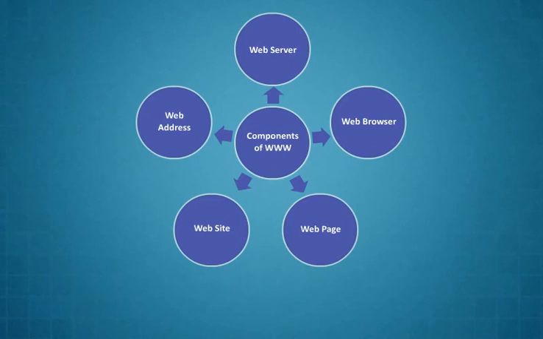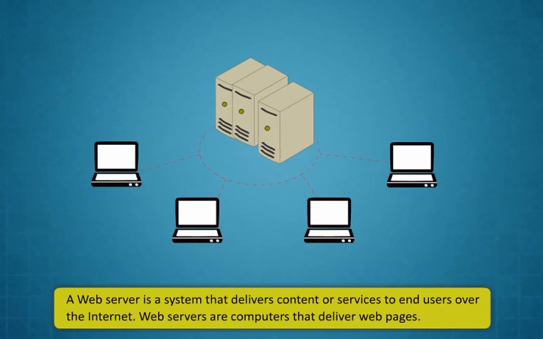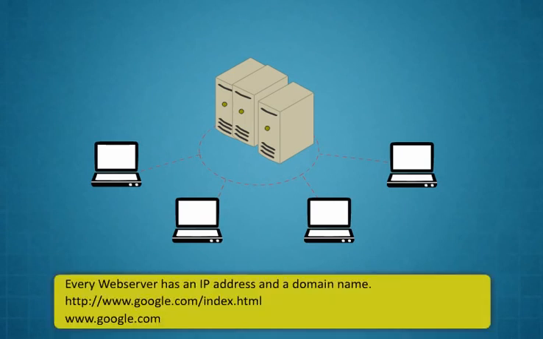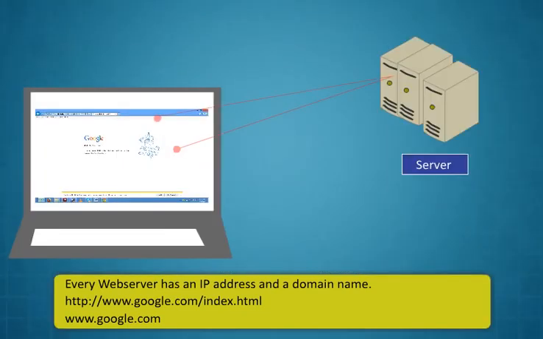The components of the World Wide Web are web server, web browser, web page, website, and web address. A web server is a system that delivers content or services to end users over the Internet. Web servers are computers that deliver web pages. Every web server has an IP address and a domain name. For example, if you enter the URL http://www.google.com/index.html in your browser, this sends a request to the web server whose domain name is google.com. The server then fetches the page named index.html and sends it to your browser.